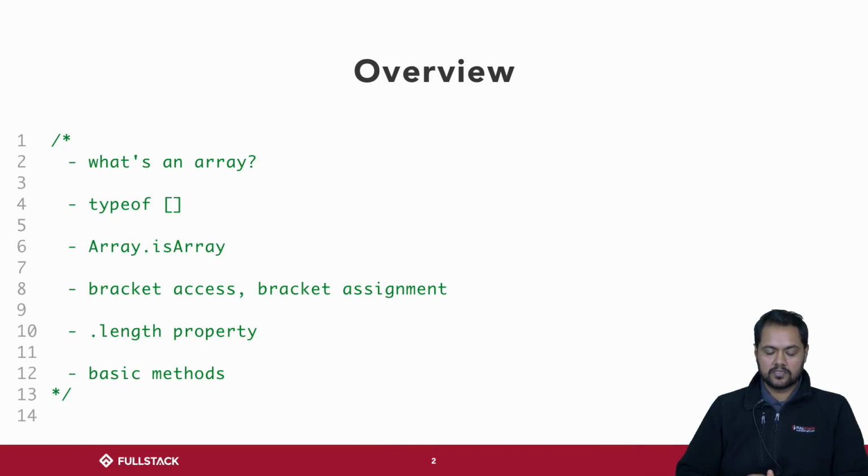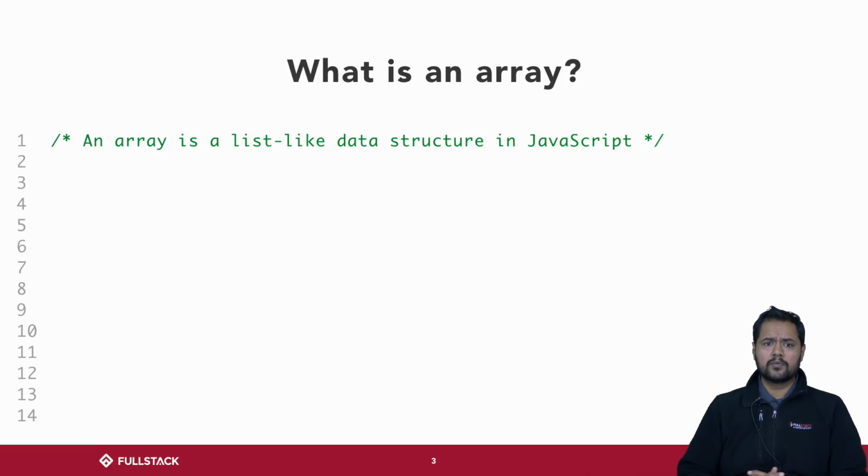And then, some basic things that you're going to need when you are later on looping through all the values in an array. For example, you're going to need the .length property, which will tell you how many elements are in the array. And then we'll also discuss some basic methods that arrays give to us. So let's get started. What is an array?